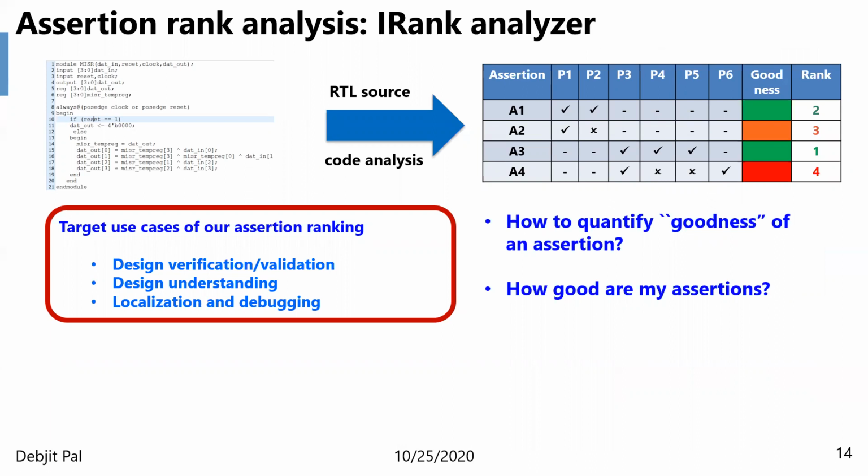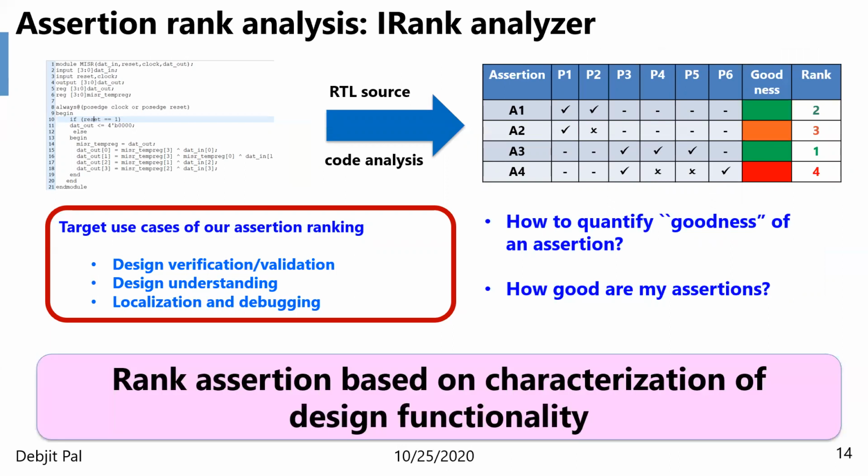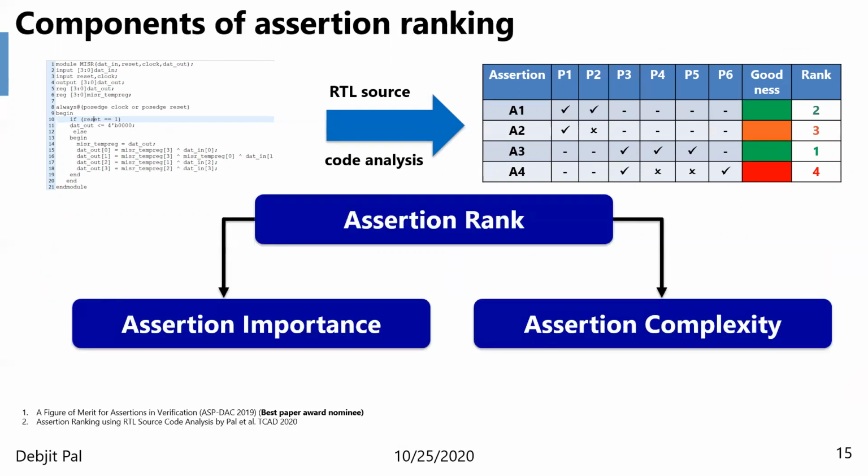Given that GOLDMINE assertions are targeted for design verification, design understanding, and debugging, we investigate how we can quantify a good assertion. Intuitively, we believe that an assertion should be ranked based on its characterization of design functionality. To rank an assertion, we identify two component metrics: assertion importance and assertion complexity. We explain each of these metrics with a simple example.